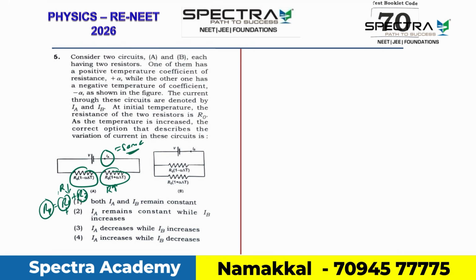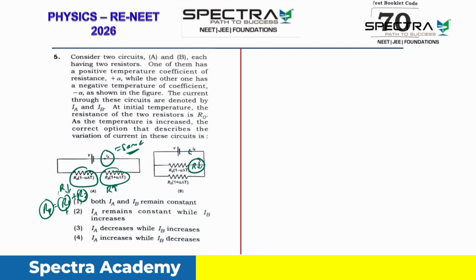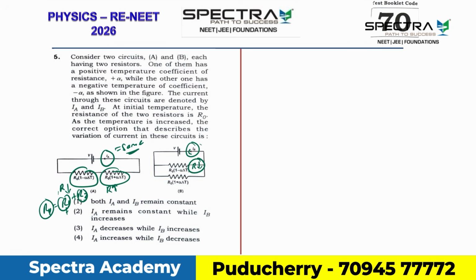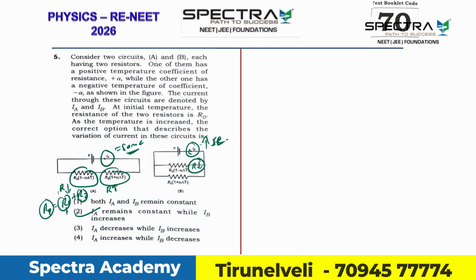But in the second circuit, you know that in parallel connection, the equivalent resistance will be less than the smallest one. So the current in the second circuit, IB, will increase. So IA remains constant while IB increases. Second option will be the right answer.